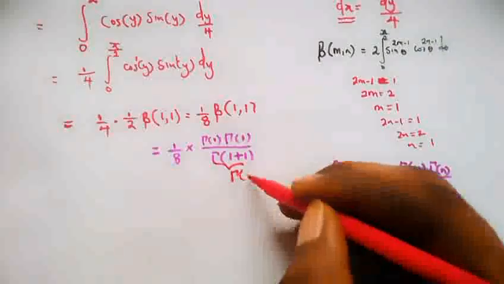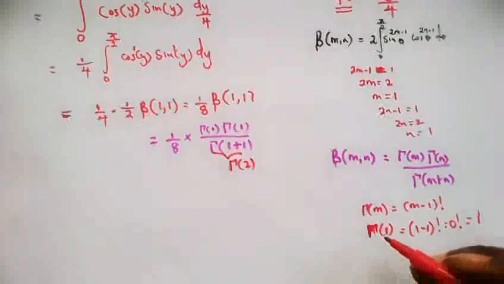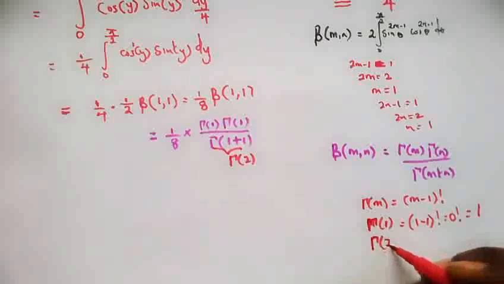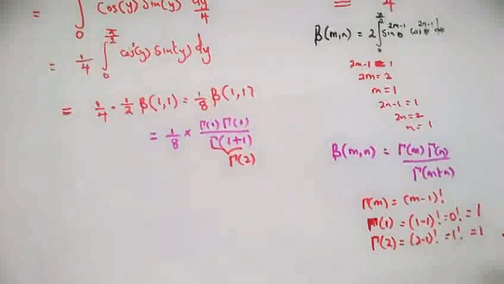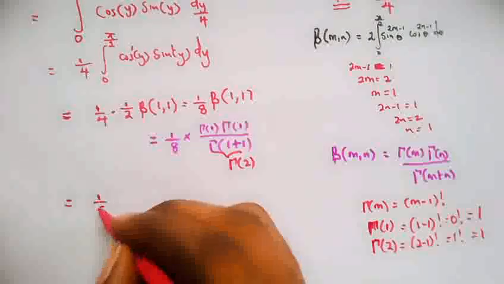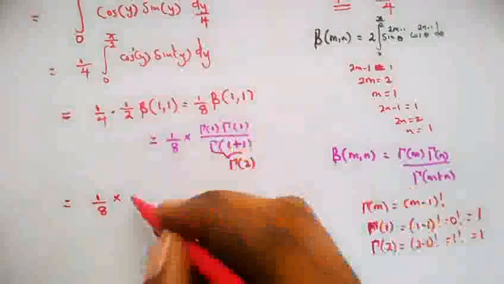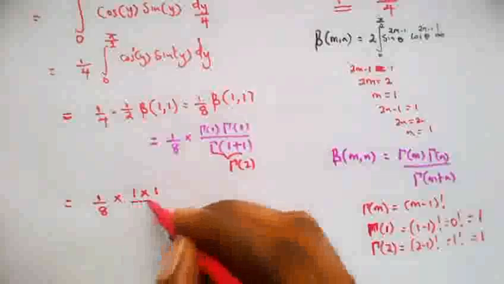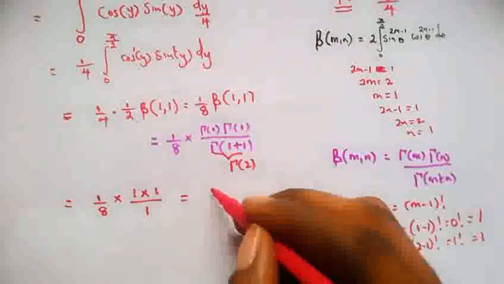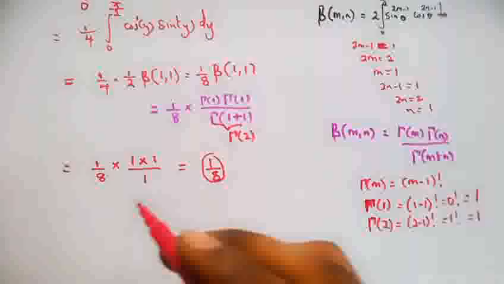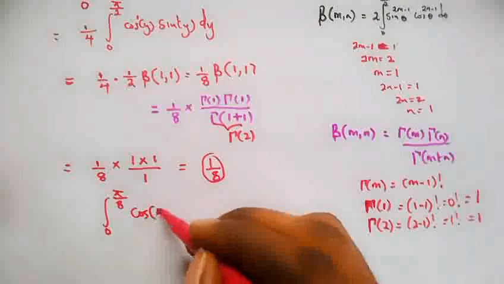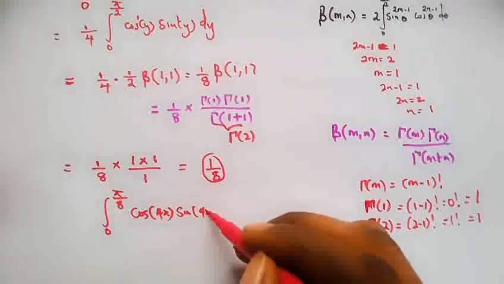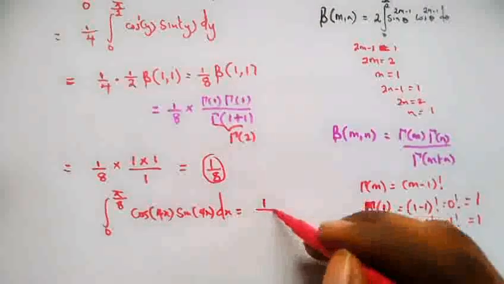Okay, and the one under here, remember this is the gamma of 2 here. So let us know the value of the gamma of 2. So we have gamma of 2 is equal to 2 minus 1 factorial, and this is equal to 1 factorial is equal to 1 as well. Okay, so what do we have next? So we have our integral equal to 1 all over 8 times the gamma of 1 is 1, times the gamma of 1 is 1, all over the gamma of 2 is 1, and that is equal to 1 all over 8. So therefore we can say that the integral from 0 to pi all over 8 of the cosine function of 4x times the sine function of 4x dx is equal to 1 all over 8.